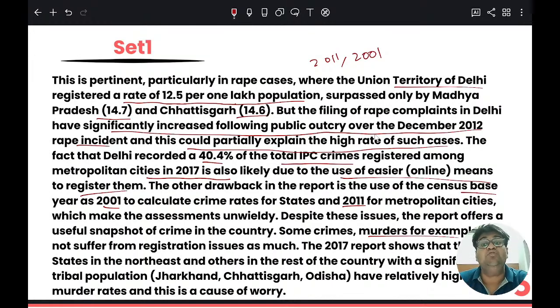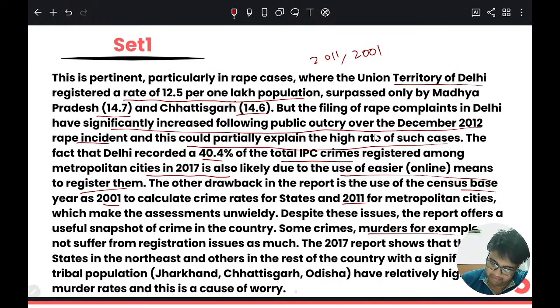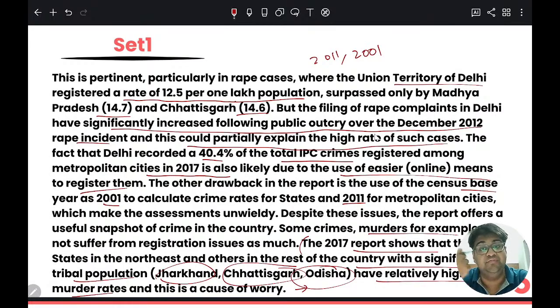Okay, fine. The 2017 report shows that the states in the Northeast and the rest of the country with a significant tribal population have relatively higher murder rates. Now, what does the 2017 report say? We have a good amount of tribal population in the areas of Jharkhand, Chhattisgarh, and Odisha, and these places have higher murder rates, and this is a cause of worry.